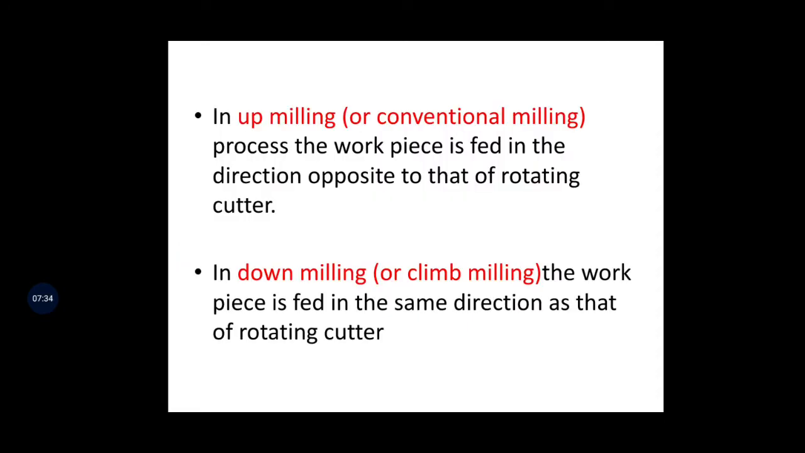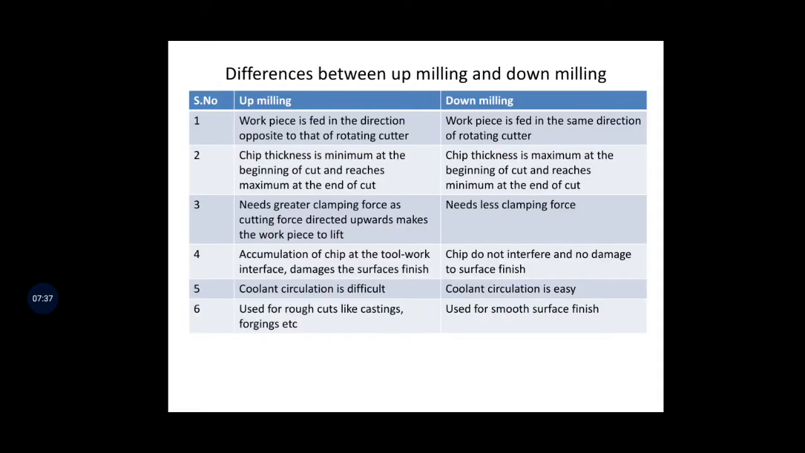Now we will see the differences. What is the difference? The first difference is that the workpiece is fed in the direction opposite to the rotating cutter in up milling, and in the same direction as the rotating cutter in down milling. That you know. Now chip thickness: in the case of up milling, chip thickness is minimum at the beginning of the cut and reaches a maximum at the end. But here it is different. Chip thickness is maximum at the beginning and minimum at the end of the cut. When the machining operation is completed, you will get the chip thickness minimum. Here chip thickness is minimum at the beginning and maximum at the end of the machining process.